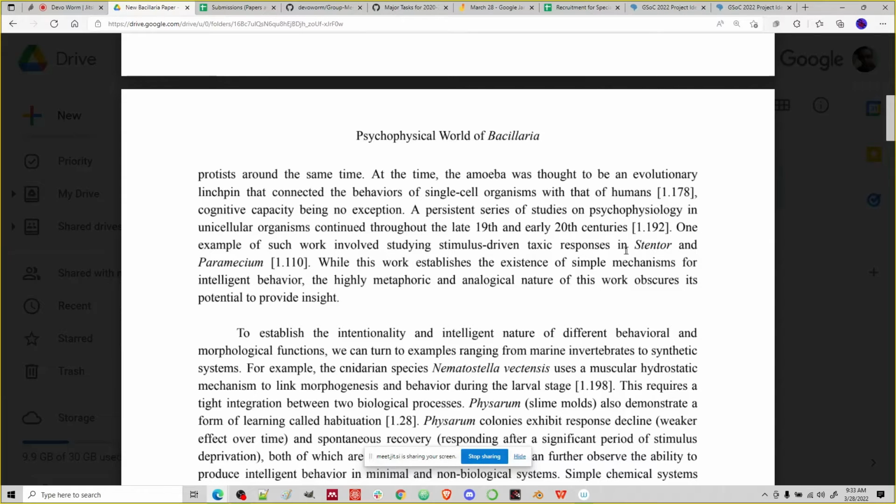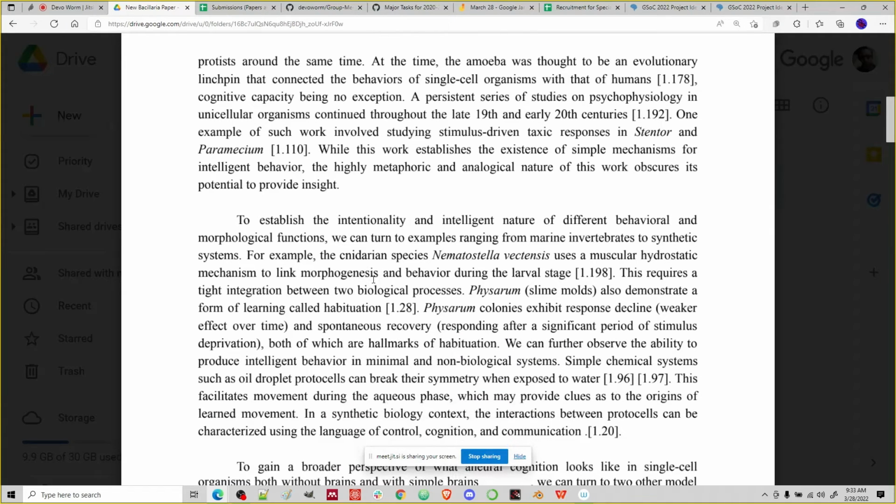And so even today we have work people are doing on stentor, which is a small ciliate, and paramecium, which is another single-cell organism. These are recent papers that have been published on this. And so people are still looking at this problem. And maybe they're using some of the mechanisms within the cell to make these claims that there's some sort of cognition. And cognition is actually very broadly defined as information processing. So when they say cognition, they mean that there's some information processing going on.